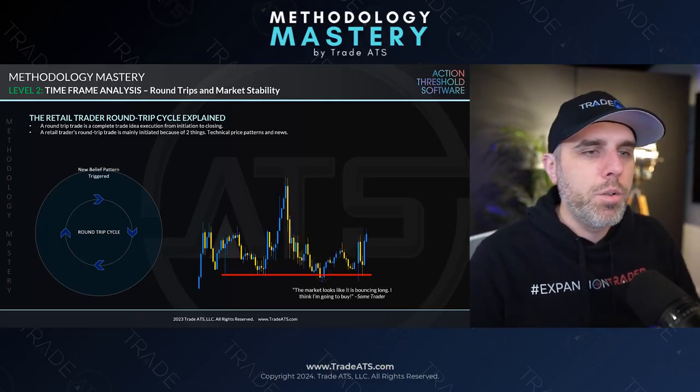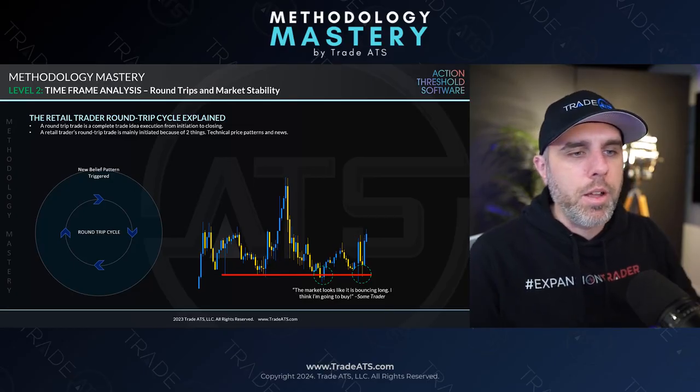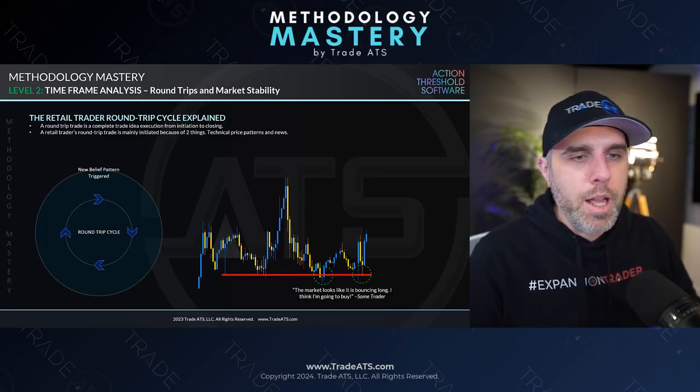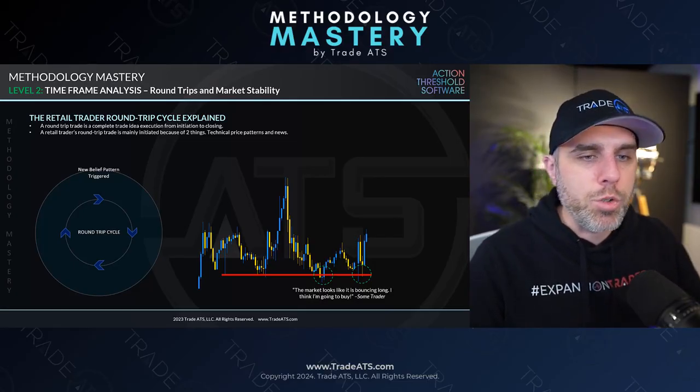Okay, so looking at the round trip cycle on the left, we have this circular graphic here that's going to walk us through the steps, and on the right, that's going to correlate with the actual chart pattern.